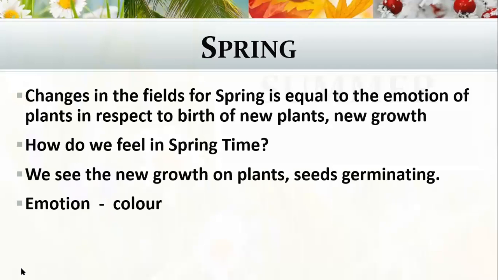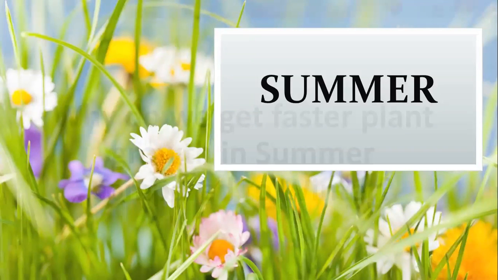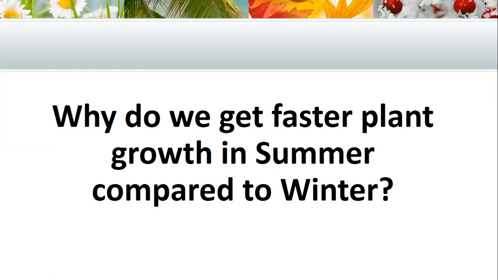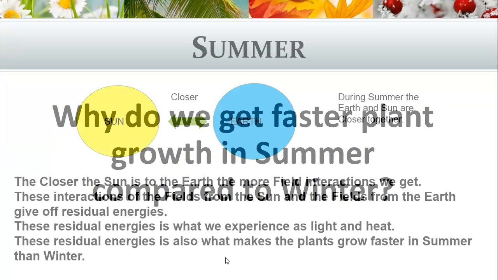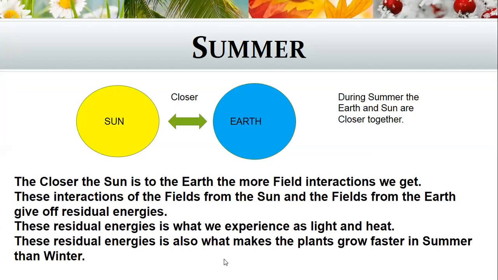And then summer. The question is, why do we get faster plant growth in summer compared to the winter? Besides the changes in the fields and what they can absorb, we do get plants that grow in winter time, a lot of these Asians and broccoli and cauliflowers that do grow in winter time, but they are much slower compared to during summertime. So what is this difference? It comes down to the same interaction between the sun and the earth during the summertime.